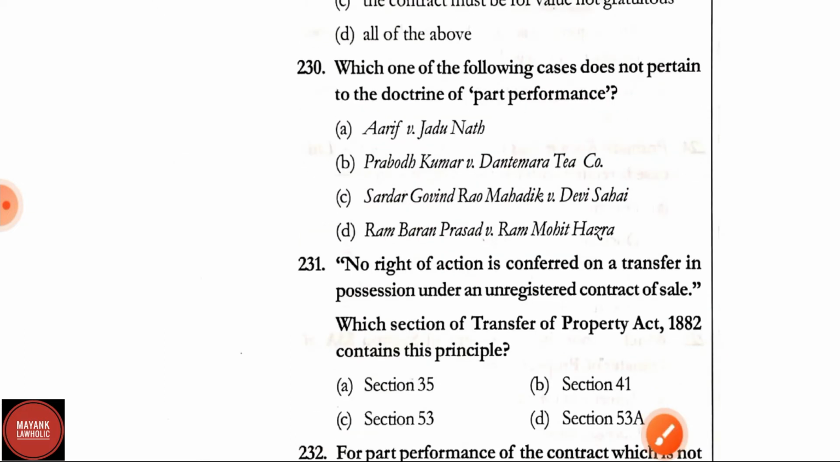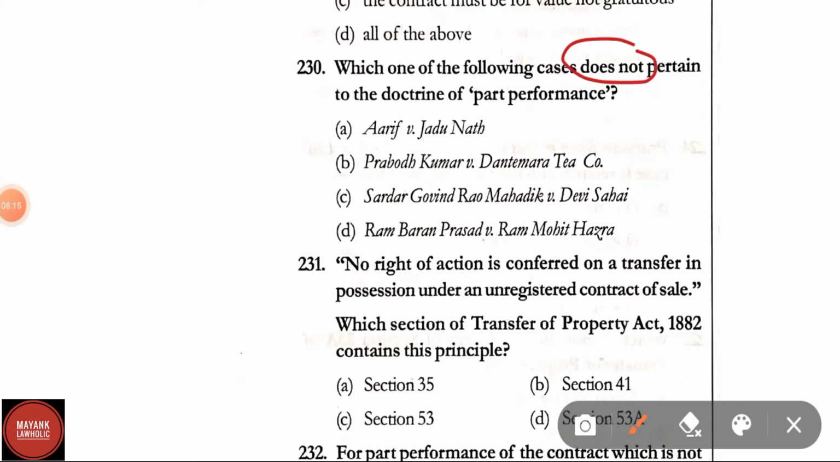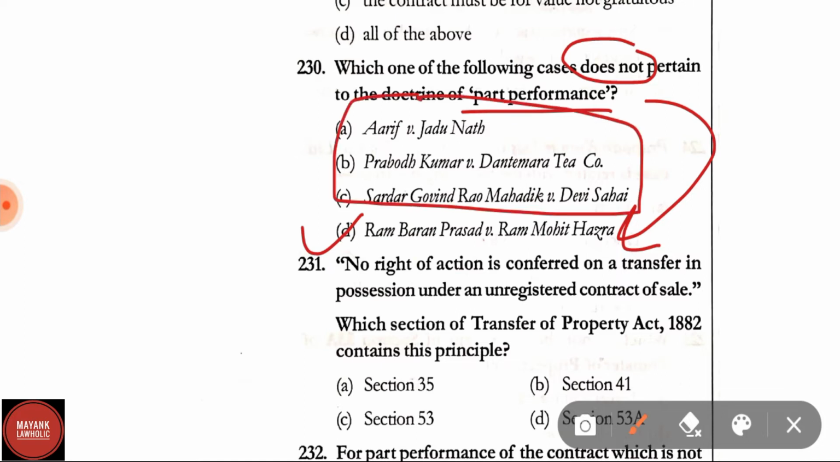Question number 230. Which one of the following cases does not pertain to the doctrine of part performance? Options are: Arif versus Jadunath, Prabodh Kumar versus Dantamara Tea Company, Sardar Govind Rao Mahadik versus Devi Sahai, Ram Baran Prasad versus Ram Mohit Hazra. Here correct answer is option D. This case is not related to doctrine of part performance. Other three cases are related to doctrine of part performance.